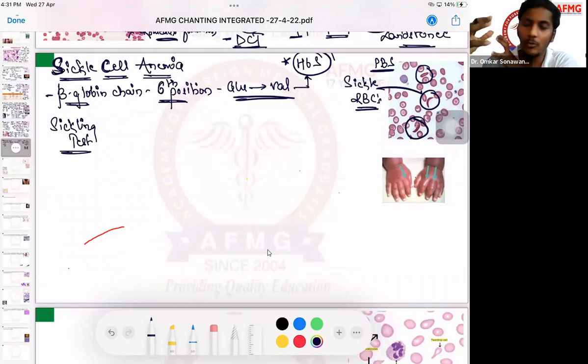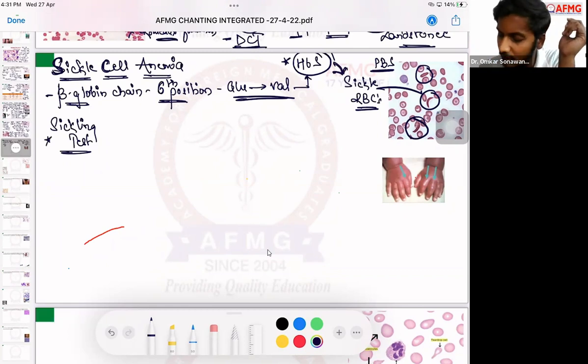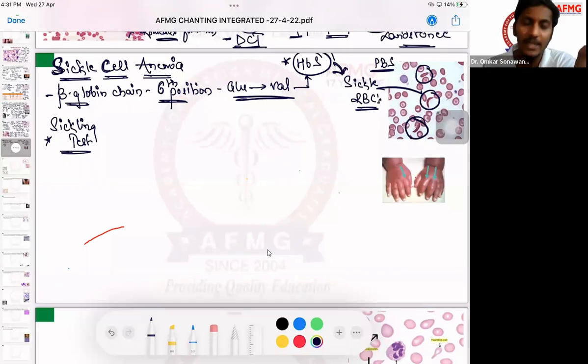Whenever the hemoglobin donates oxygen, it will precipitate down in the RBC. And whenever it precipitates down in the RBC, the RBC will change its shape to the sickle cell, half moon shaped or crescent shaped. Okay, no issues with this. So that is the basic problem. If the RBCs are not undergoing sickling, can we induce sickling in these RBCs?